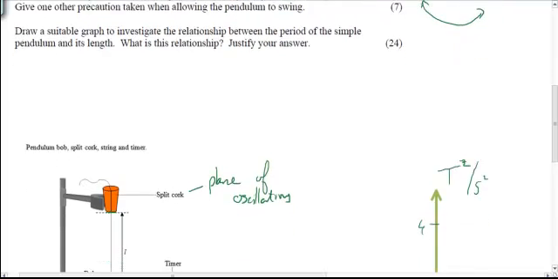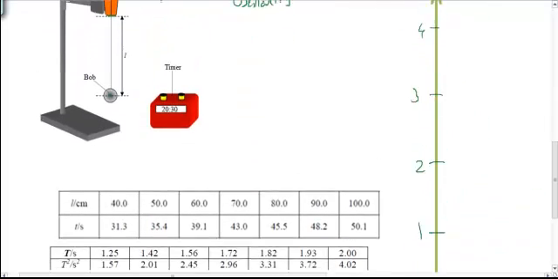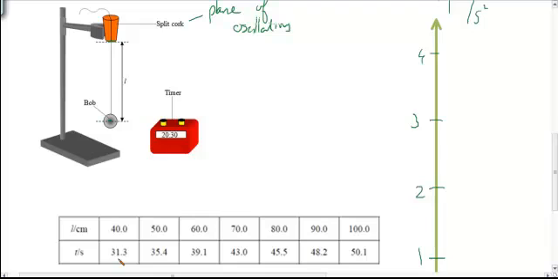The next point is to draw a suitable graph to investigate the relationship of the period of a simple pendulum and its length. What is this relationship? And justify your answer. Okay, this is the data we're given. We're given the length in centimeters. And we're given the time in seconds, but that's the time for 25 oscillations. So we have to divide each of these by 25 to find the period of oscillation that we're going to be using. Divide by 25, all of them. We should also move our decimal point for the length back two places, so we're using meters: 0.4, 0.5, 0.6, 0.7, up to 1 meter.